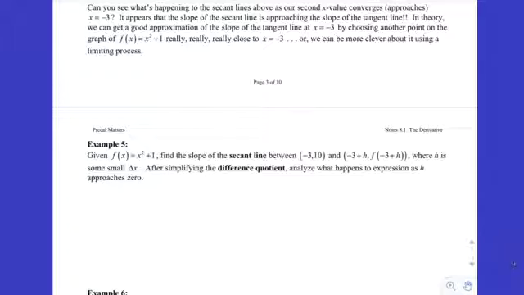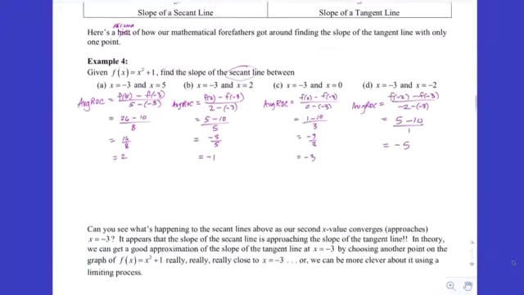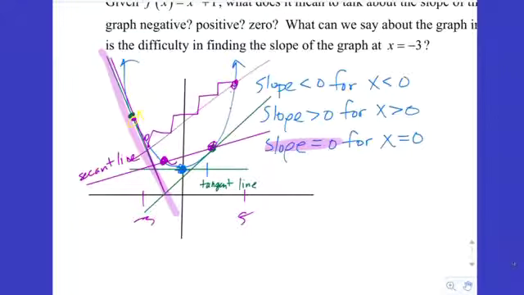Example 5 says, if f of x equals x squared plus 1, find the slope of the secant line between those 2 points where h is some small delta x. After simplifying the difference quotient, analyze what happens. Oh boy, that's a lot of work. Okay. Let's return up here to x squared plus 1. Let's see what we were doing.